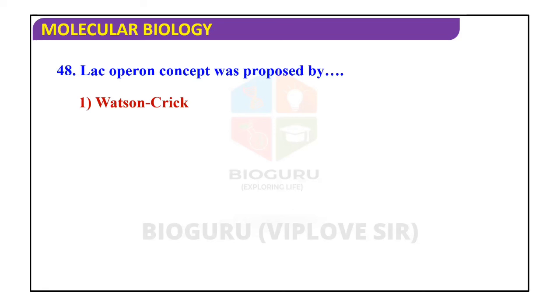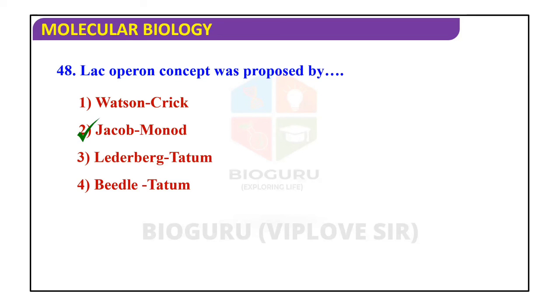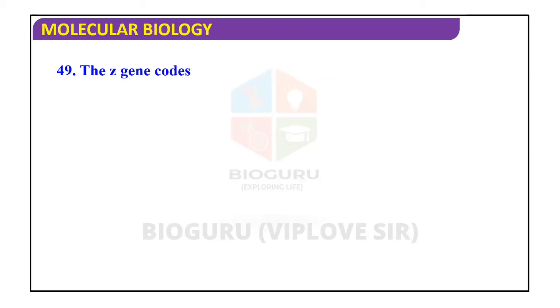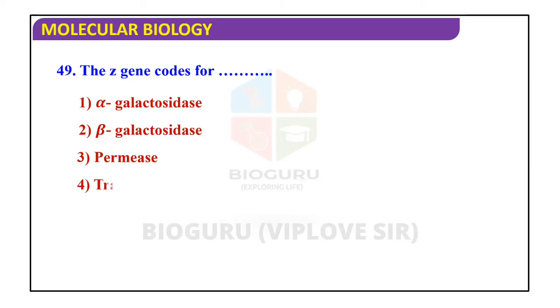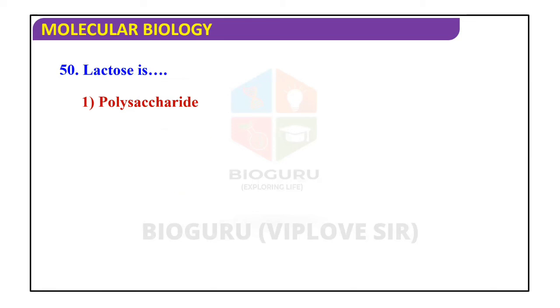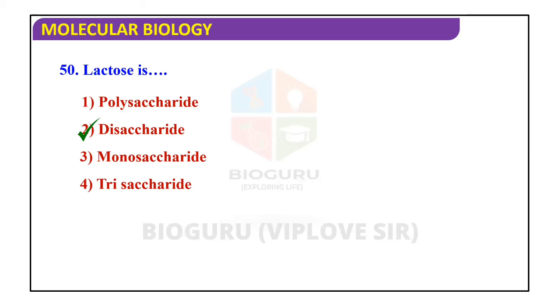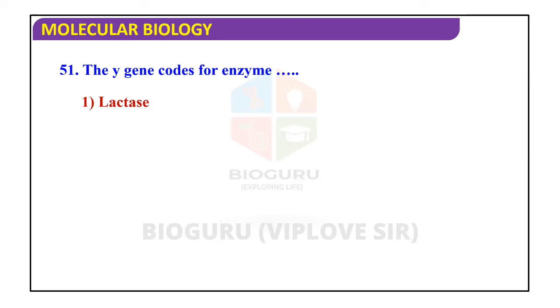The lac operon concept was proposed by Watson and Crick, Jacob and Monod, Liederberg Tatum, or Beadle Tatum. It is Jacob and Monod. The Z gene codes for, we are talking about the lac operon, alpha galactosidase, beta galactosidase, permease, or transacetylase. Yes, it is beta galactosidase. Lactose is polysaccharide, disaccharide, monosaccharide, or trisaccharide. It is disaccharide. The Y gene codes for enzyme lactase, urease, permease, or cryptase. Yes, it is permease.